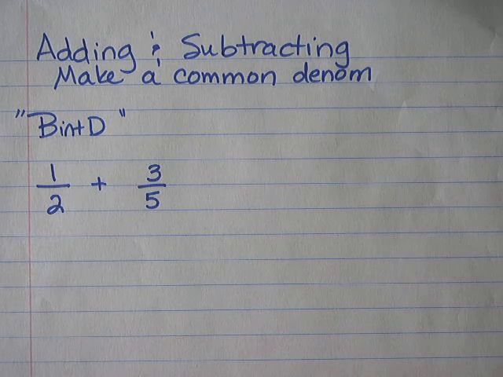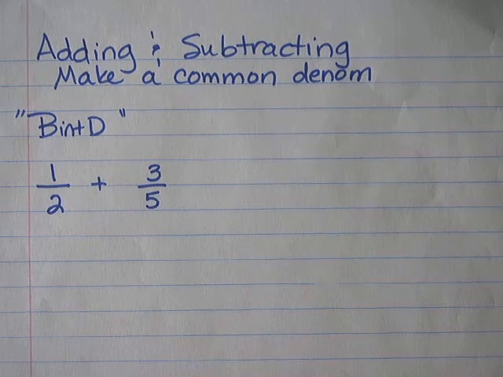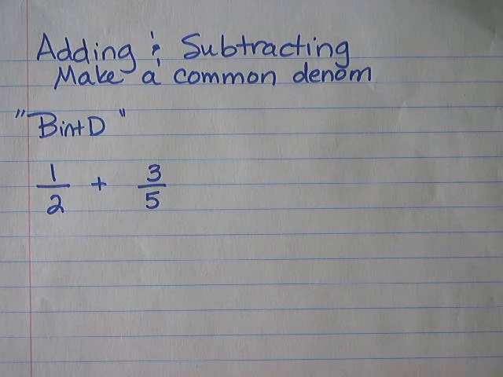Okay, for your second assignment this week, it's about adding and subtracting rational expressions, but making a common denominator. So, I want to just remind you a little bit about how we made common denominators back when you learned how to add fractions. Back in the day, when we were adding something like 1/2 plus 3/5, we decided what is the least common denominator of 2 and 5.